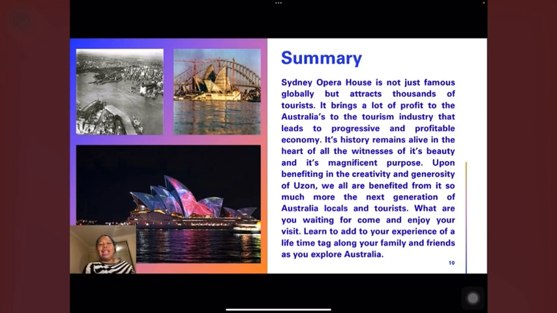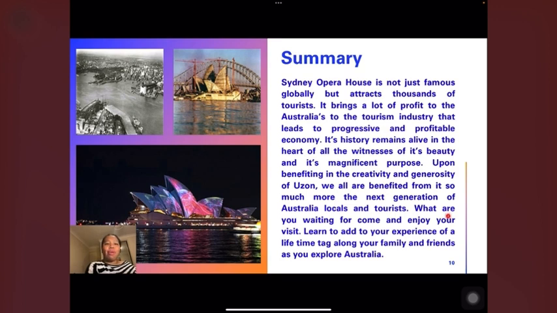So for my summary, we could say the Sydney Opera House is not just famous globally, but it attracts thousands of tourists and it brings a lot of profit to the Australians and to the tourism industry, which leads to a progressive and profitable economy. Its history remains alive in the hearts of all the witnesses of its beauty and its magnificent purpose. Benefiting from the creativity and generosity of Utzon, we are all benefiting from it, and so will the next generation of Australian locals and tourists.